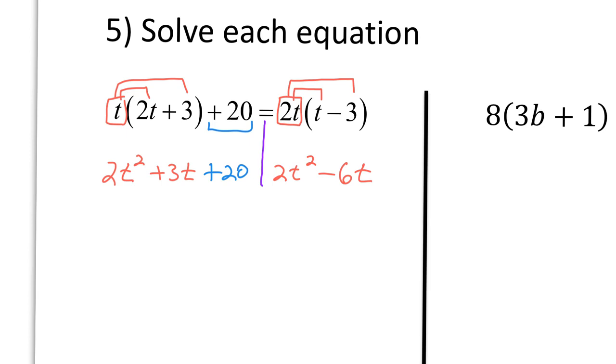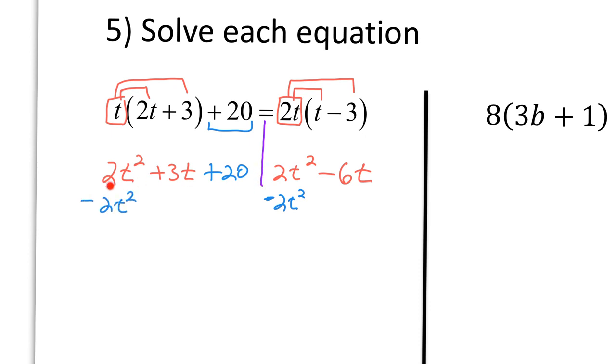Okay, so now you guys want to get the variables on one side. So I do have a t squared. I have a t on each side. So you always want to start with the highest exponent. So we have a t squared. So in order to get rid of this 2t squared, I'm going to do the opposite. That's solving equations. You guys need to do the opposite. And whatever you do to one side of the equation, you're going to do to the other side. So I am going to subtract 2t squared. And I'm going to subtract 2t squared on the left side of the border.